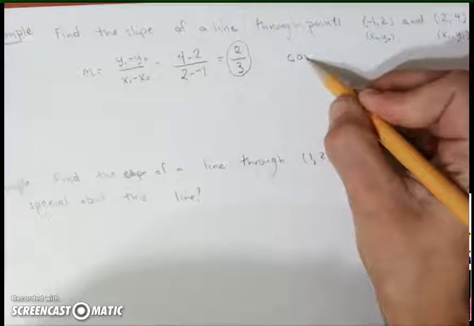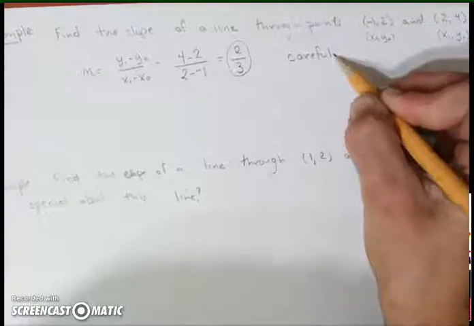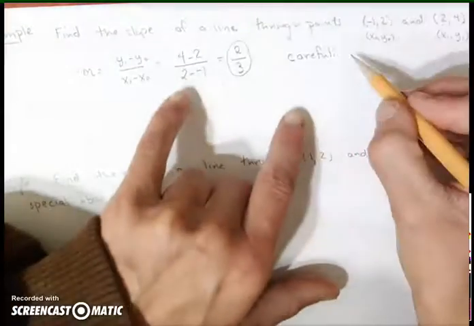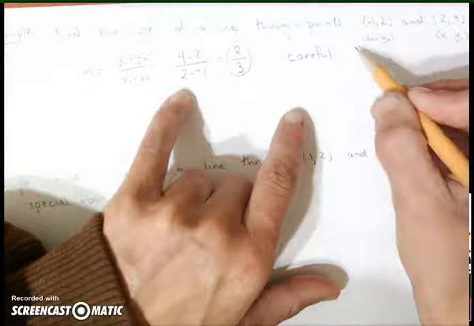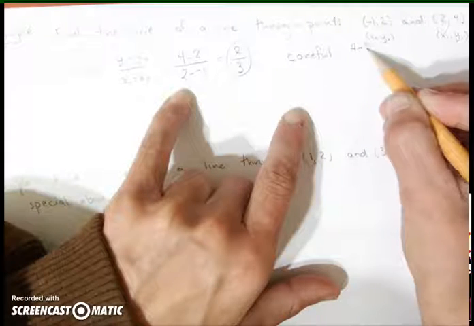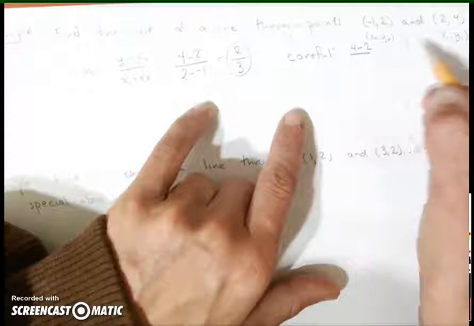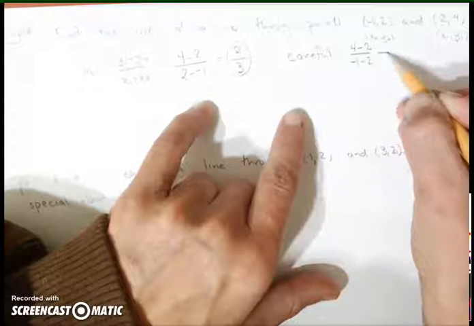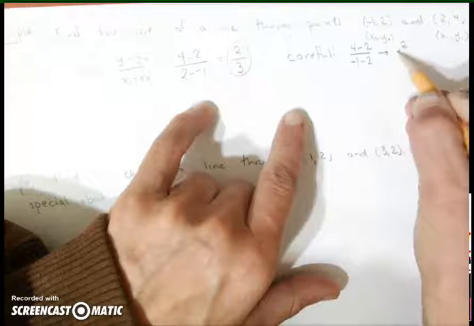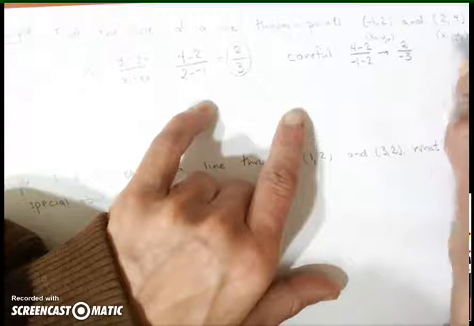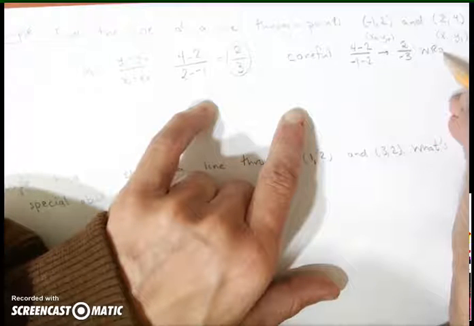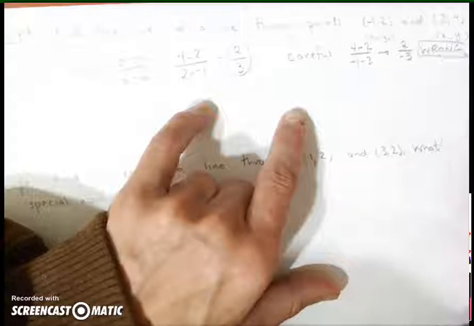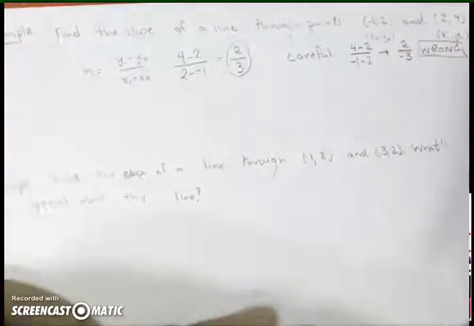And now I just want you to be a little bit careful, because what if I had messed up the order? So let's say I did y1 minus y0, 4 minus 2. But then I did x0 minus x1 by accident. So if I do -1 minus 2, then I would get 2 over -3. I'd get a negative slope. This is wrong. And so you need to be consistent about the order that you subtract. If you do this minus this, then you need to do this minus this.